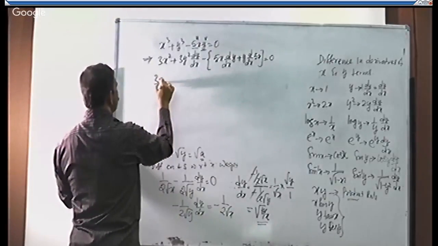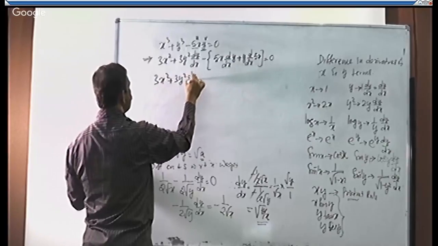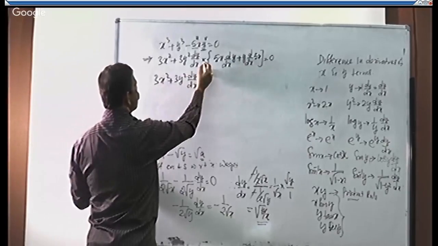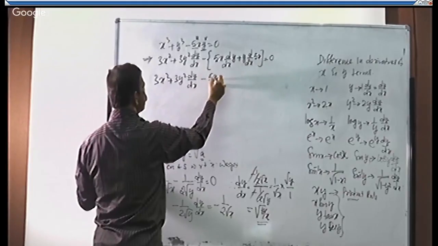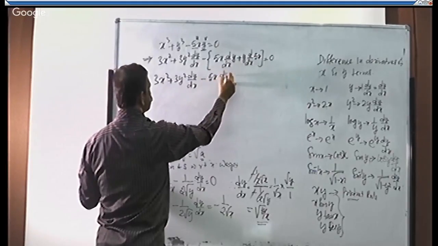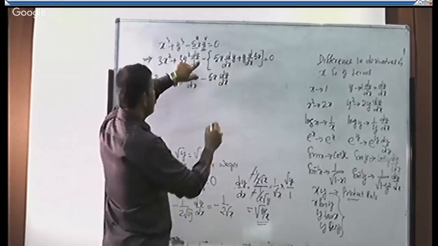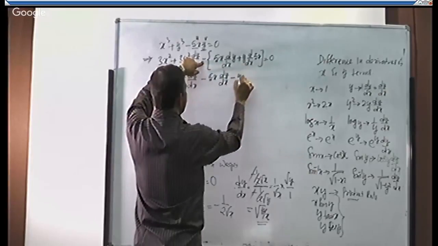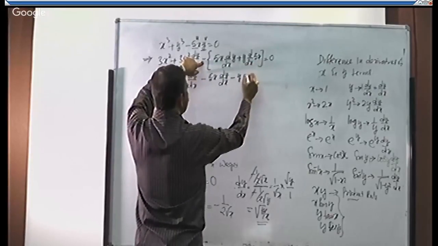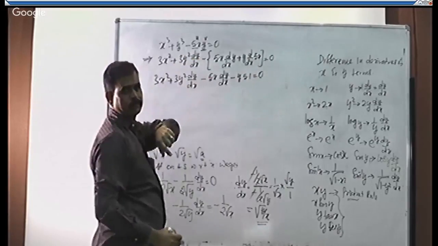Then 3x square plus 3y square into dy by dx, multiply with the minus sign, minus into plus minus 5x into dy by dx. For y, the derivative is dy by dx. Multiply with the minus sign, minus into plus minus y into differentiation of 5x. 5 into, for x it is 1, is equal to 0.